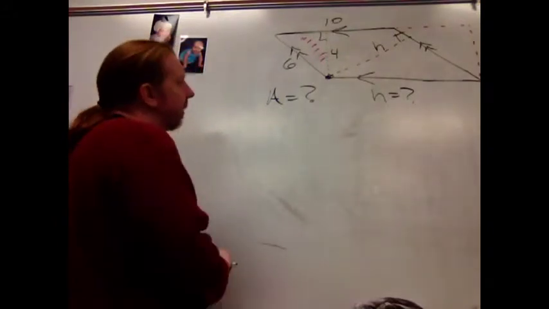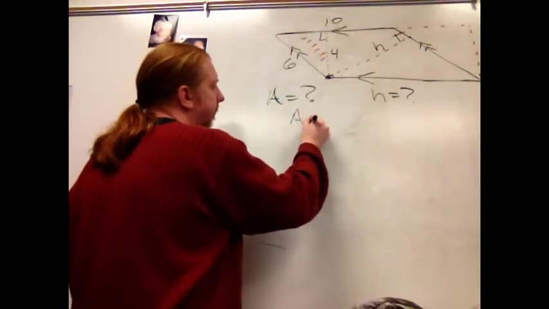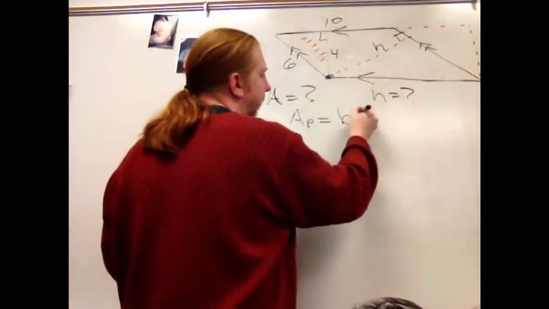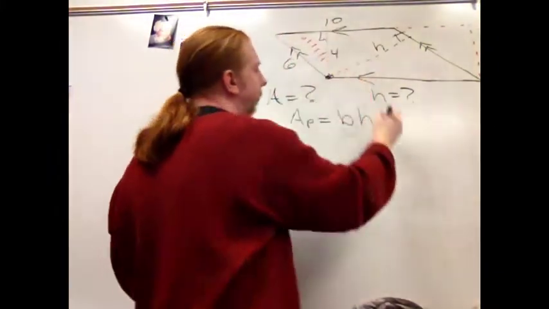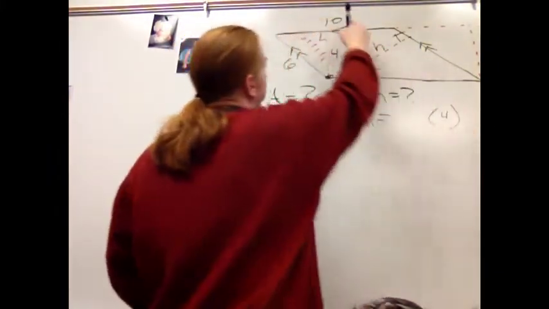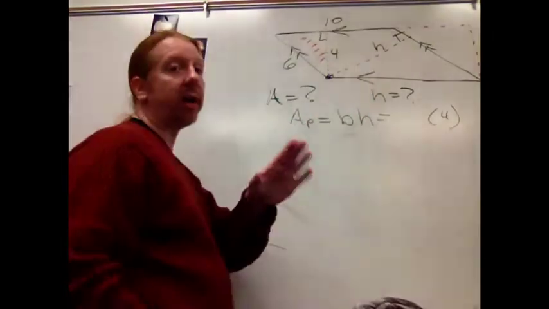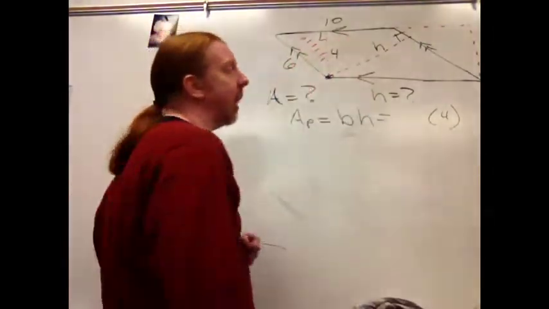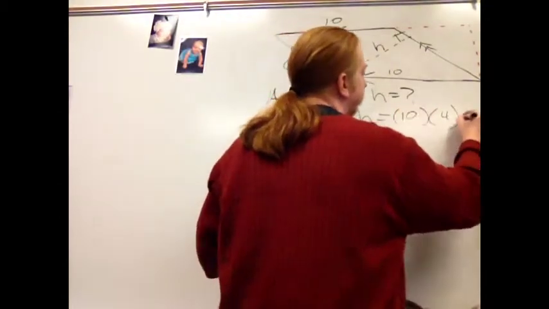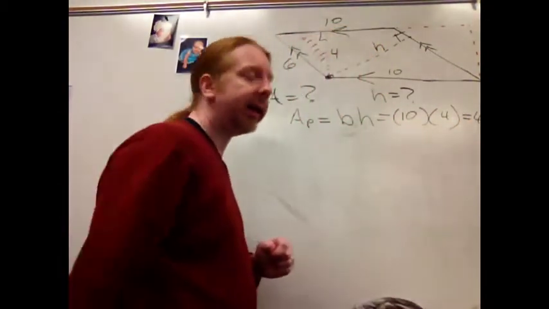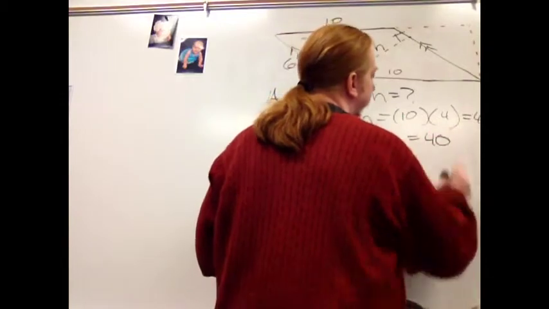So, the area of a parallelogram is simply given as the base times the height. Or in this case, height is 4. Base, remember the two sides in a parallelogram are the same, so if it's 10 on the top, it's 10 on the bottom. And I get an answer of 40.